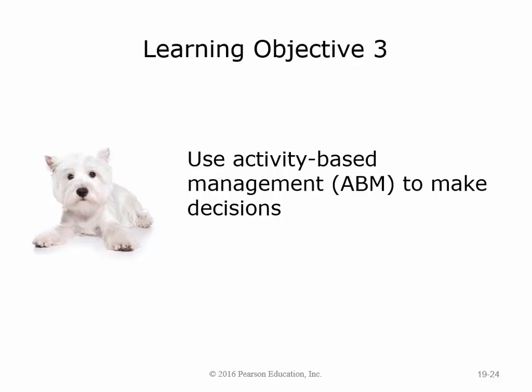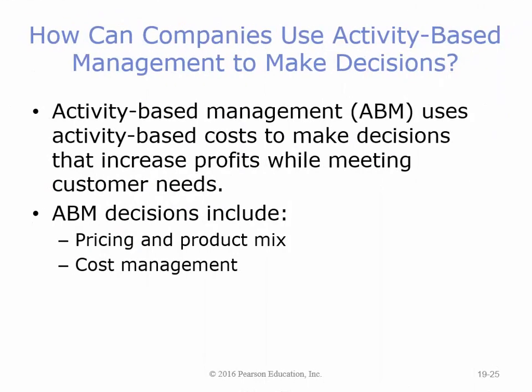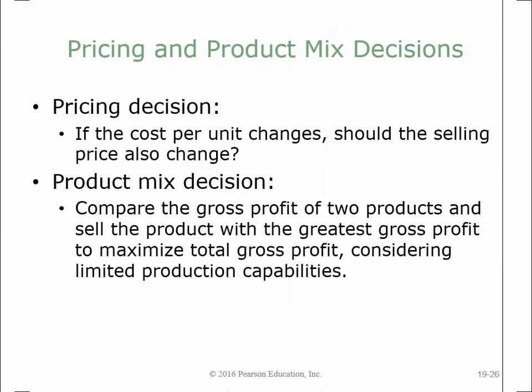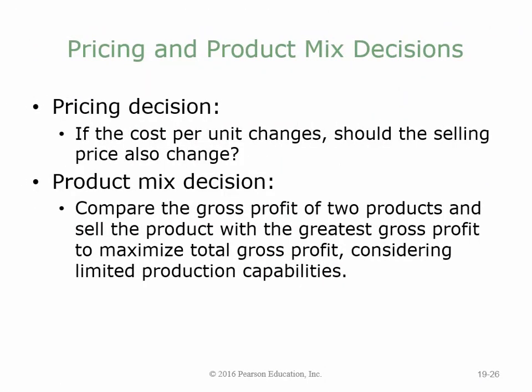Yeah. All right. Use activity-based management to make decisions. So activity-based management uses activity-based costs to make decisions that increase profits. Hello, that's the whole point of managerial accounting, okay, is to make decisions to increase profits. ABM decisions include pricing and product mix and cost management. So that's kind of what I was just saying. These are the sorts of decisions you have to make.